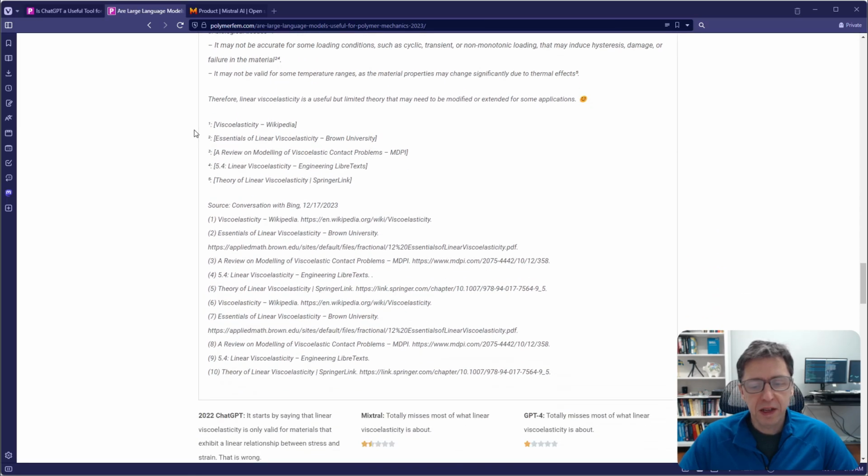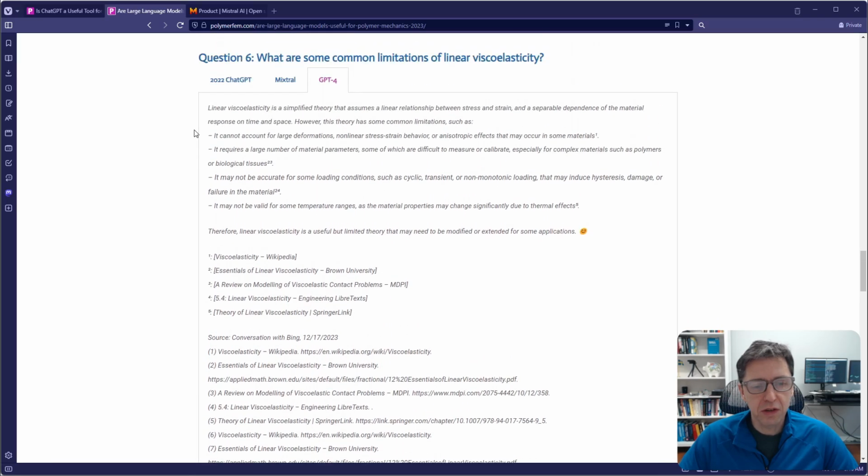GPT-4, I gave 1 star again. It's a long list of references, but it's really not a good answer either. It requires a large number of material parameters, some of which you measure and calibrate. That's wrong. You can do a single relaxation experiment to get the whole set of viscoelastic parameters. And a linear relation between stress and strain again. Like it's just wrong. This is just not what you want to do.